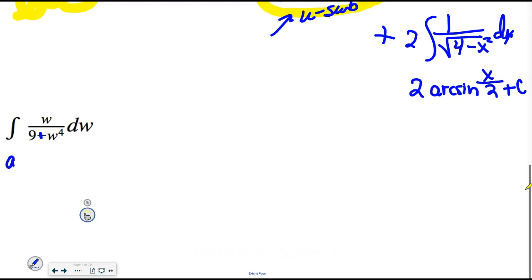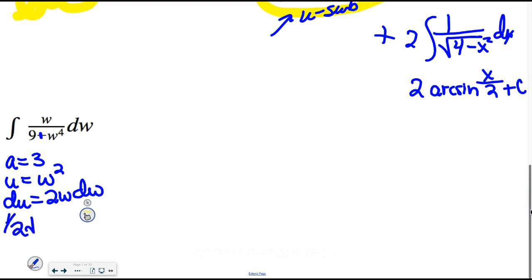This is looking arctan: a squared plus u squared du. dw is 2w, so du is 2w dw. This does need a 1/2 fraction correction in addition to our model for arctan. So the w dw is getting replaced with 1/2 du.